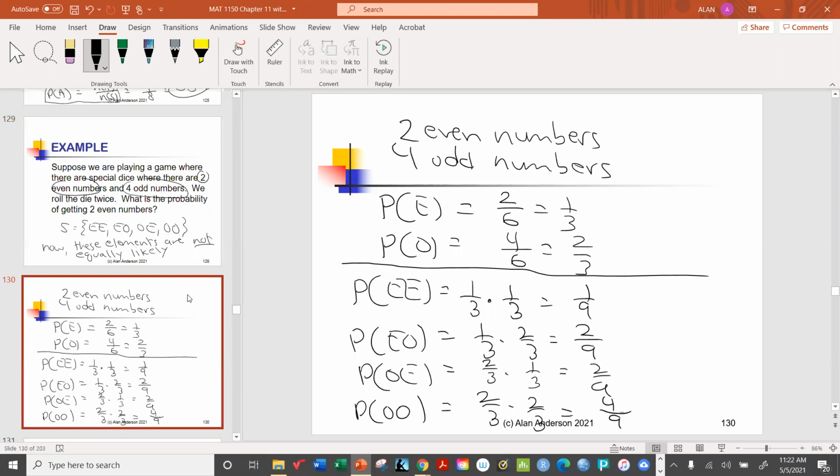All right, here we go. So because there's 2 evens and 4 odds, the probability of getting an even is 1/3 instead of 1/2, or 2/6. And then the probability of an odd is 4/6, or 2/3. And that changes everything, because you can see the probability of getting 2 evens is 1/3 times 1/3, which is 1/9.